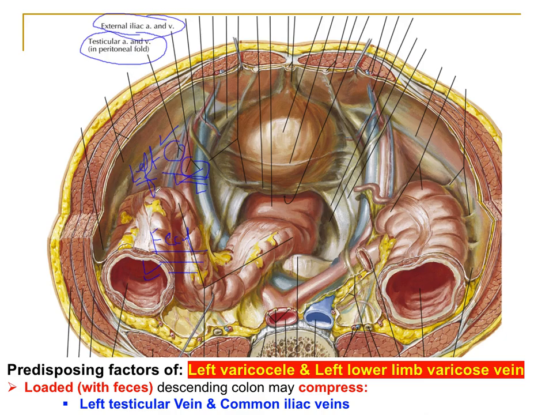Sometimes, because of loaded fecal material here, it may compress these two structures, which might cause left varicocele as well as varicose veins in the left lower limb. Okay, so please remember this. This is also one of the very important clinical anatomy points.